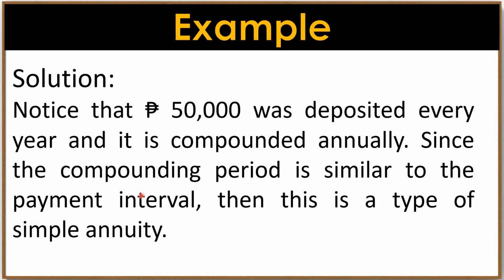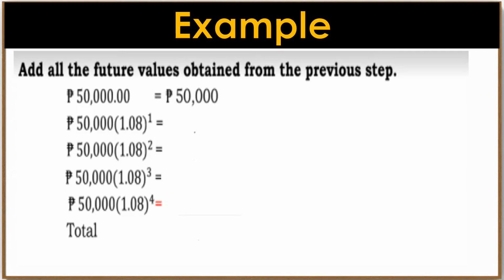Okay? So, as you see, 50,000 is deposited every year and it is compounded annually. The compounding period, which is compounded annually, is similar with the payment interval or deposited every year. So, let us add all the future values obtained from the previous step. So, at first, the principal amount is 50,000.